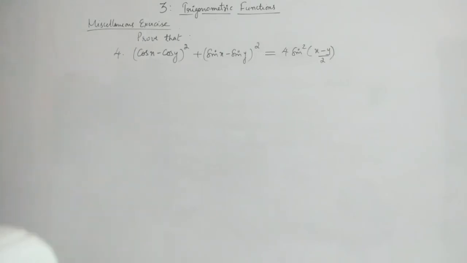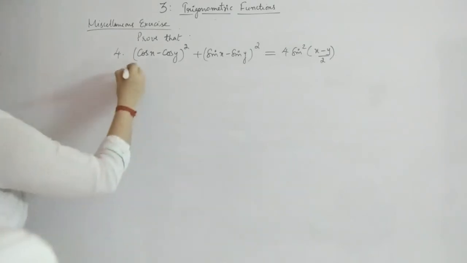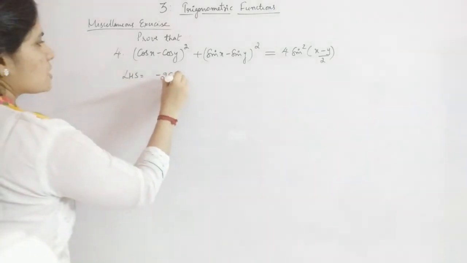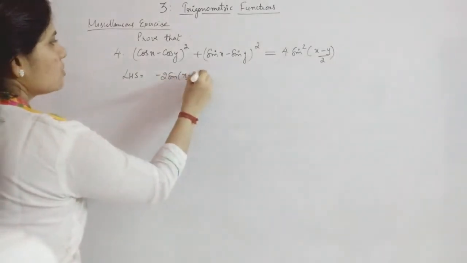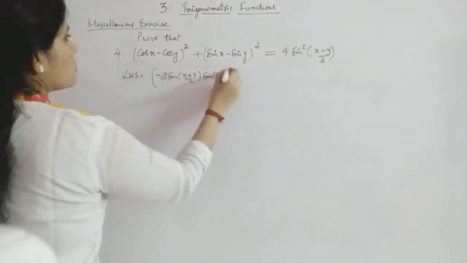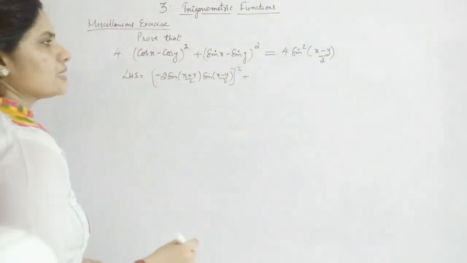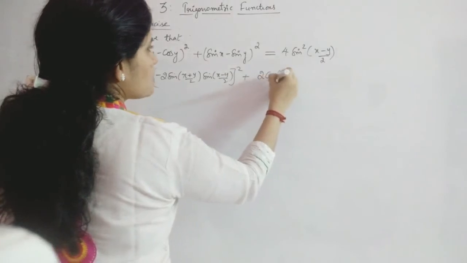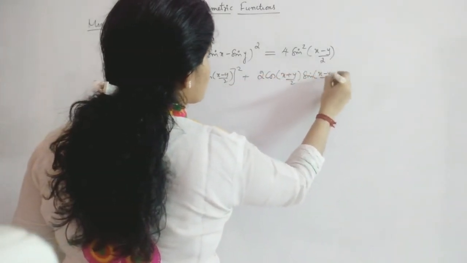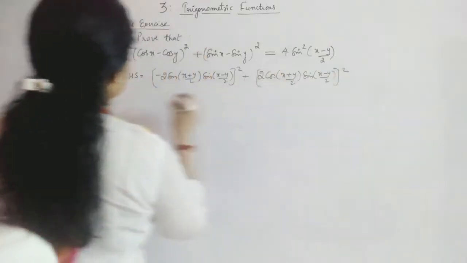Question number 4 is (cos x minus cos y) the whole square plus (sin x minus sin y) the whole square is equal to 4 into sin square of (x minus y) by 2. So LHS will become cos x minus cos y is minus 2 sin of (x plus y) by 2 sin of (x minus y) by 2, the whole square, plus sin x minus sin y will give you 2 first cos of (x plus y) by 2, then sine of (x minus y) by 2, again the whole square.